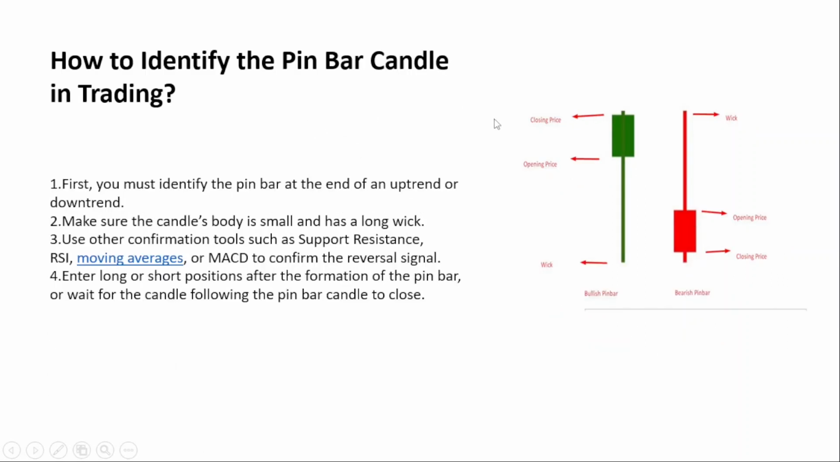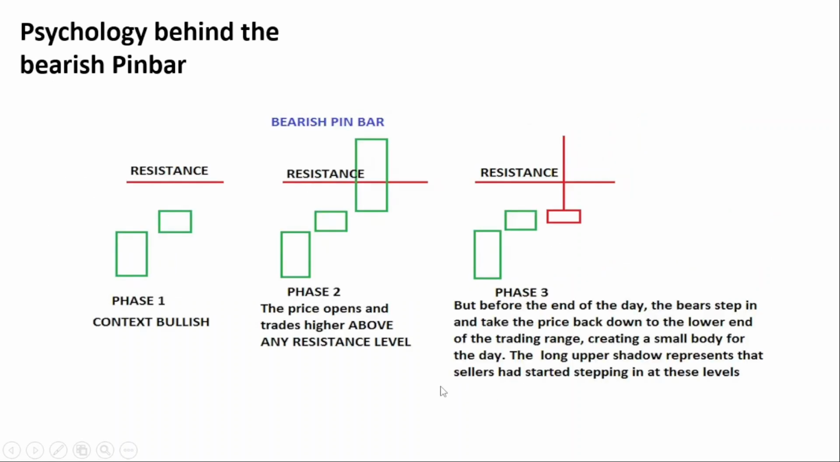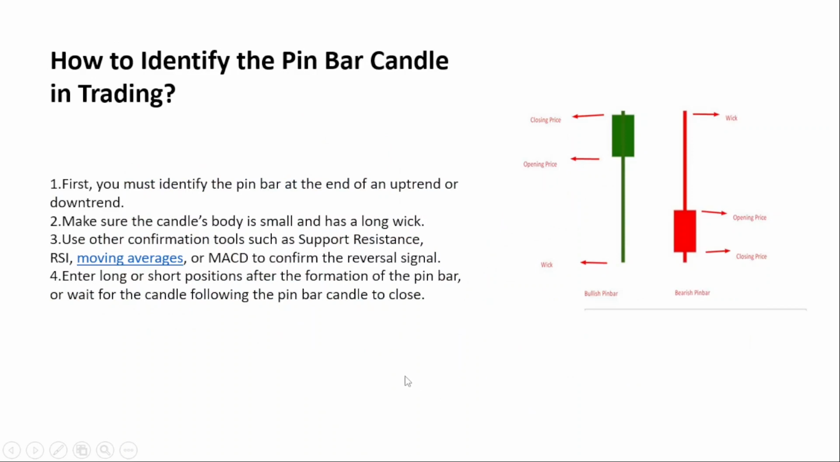How to identify the pin bar candle trend? First, you must identify the pin bar at the end of an uptrend or downtrend. Generally, in the uptrend, when the price is moving upwards, it goes higher high, higher low, higher high, higher low. At a certain point of time, we can see these kinds of pin bars, especially the bearish pin bar in the uptrend, and the bullish pin bar during the downtrend. Make sure the candle's body is small and has a long wick.